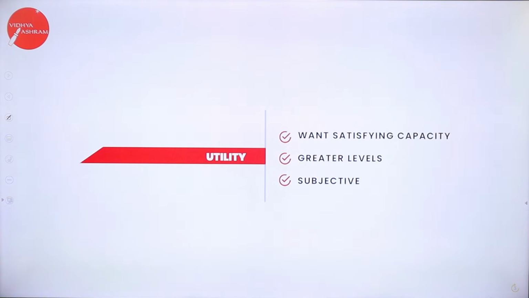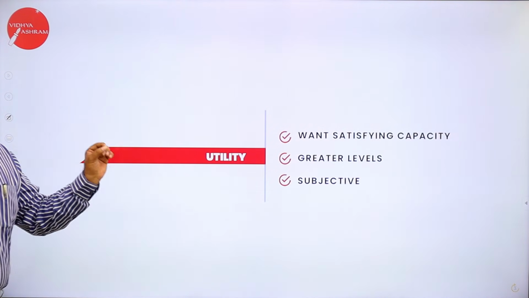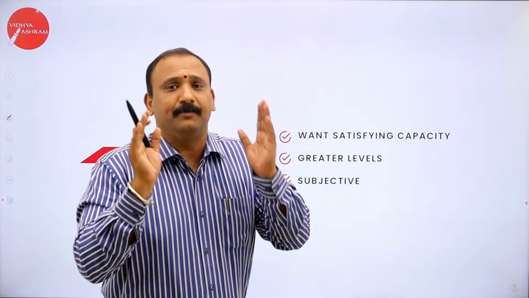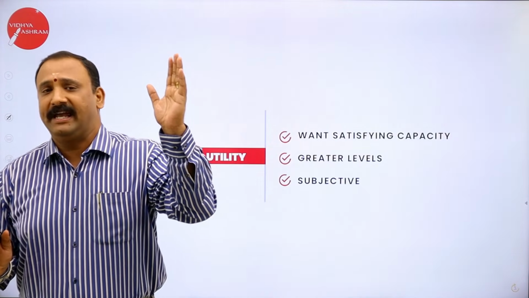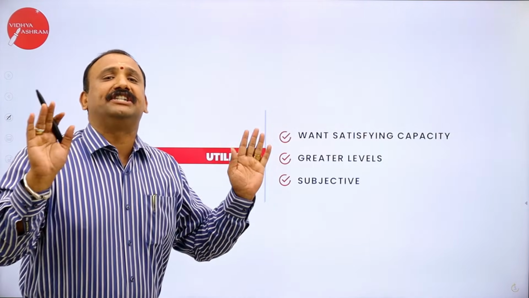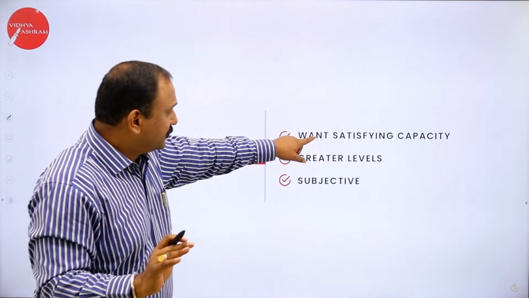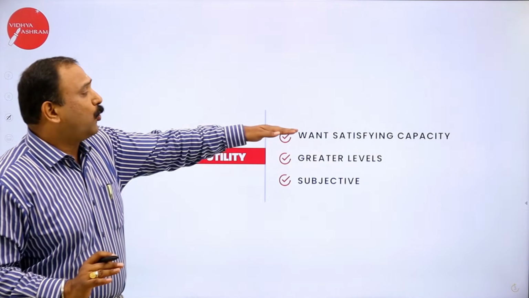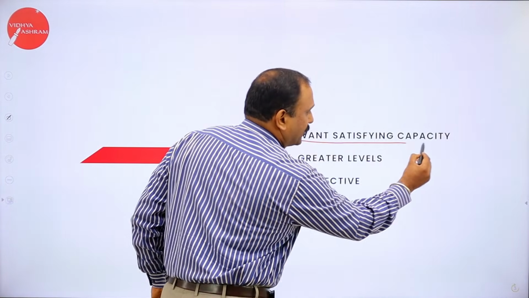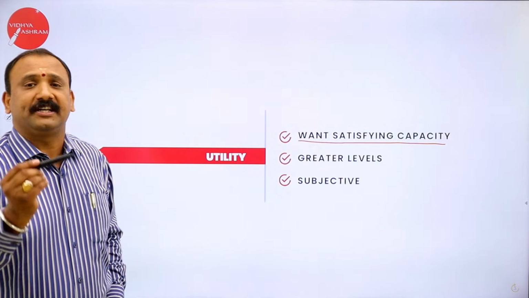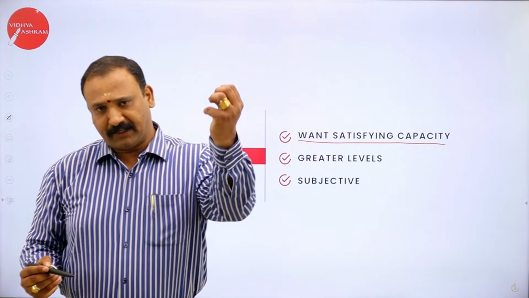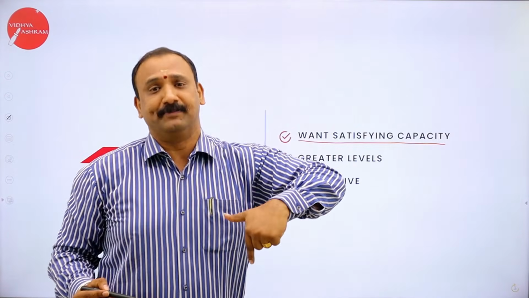Now, moving on to the next slide, we're going to talk about the word utility. This is a very, very, very important concept when it comes to the theory of consumer behavior. Why? Utility means not just the utilization value, but it is all about the first important concept, want satisfying capacity. This word is very, very important when it comes to economics. Want satisfying capacity. What is the capacity of the consumer to satisfy himself?